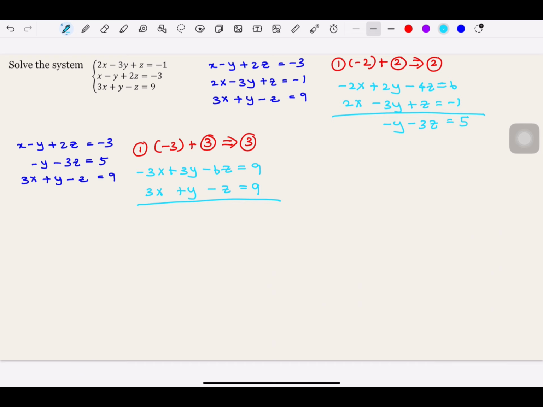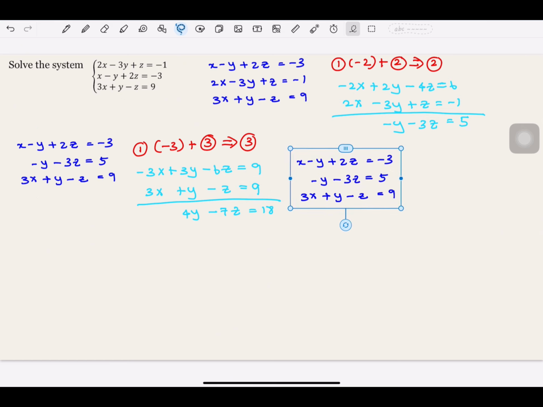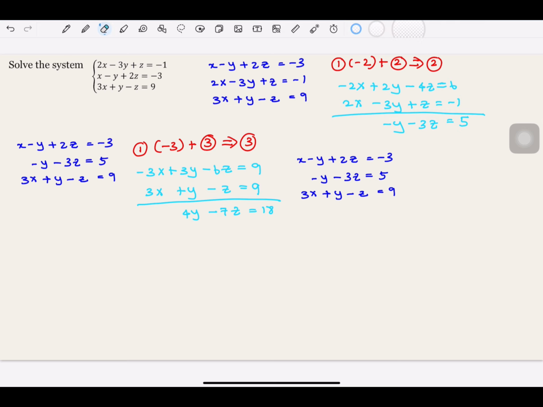If you add these together, these two will cancel out. These are like terms, so if you add, you'll get 4y, and this is going to be 7z, and on this side you'll have 18. Now your system is going to update with this equation. I'm going to paste this like this, but the third equation you have to change to 4y minus 7z equals 18. So this is your new system.